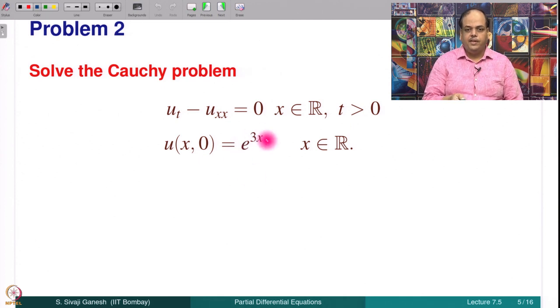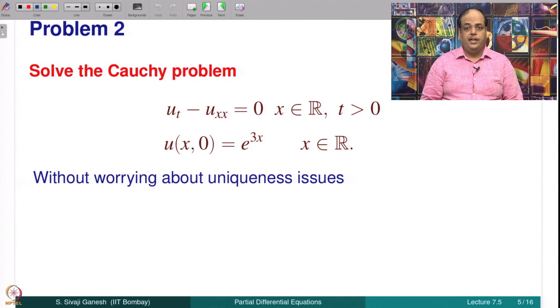Namely, you see for phi of x, we have taken e power 3x, because the kernel, the heat kernel, is also of exponential type, right. So, this exponential should help us, that is why we are able to integrate. Otherwise, if it is some arbitrary function of x which is continuous and bounded, we do know that it gives rise to a solution, but then that is it, we cannot really compute. We have to be really lucky to be able to compute.